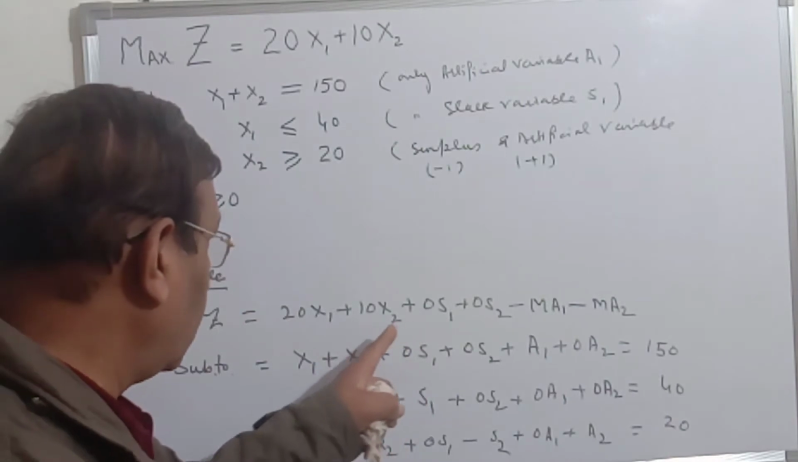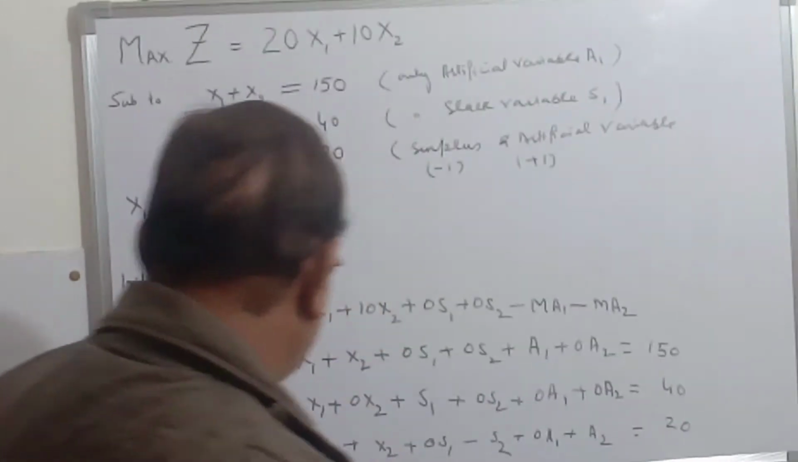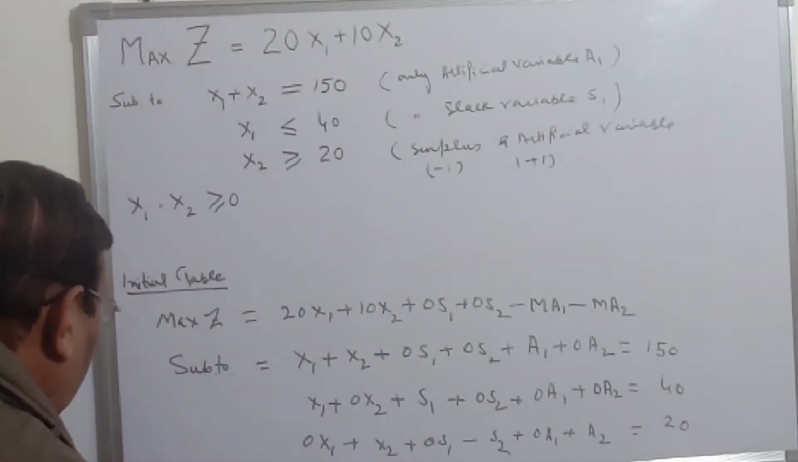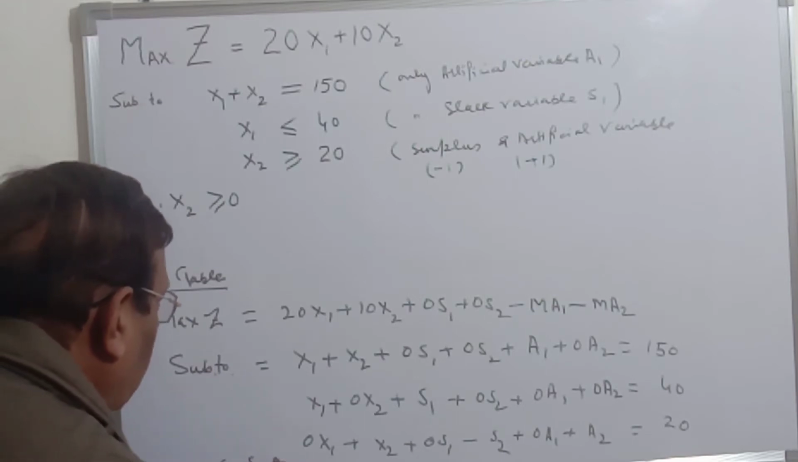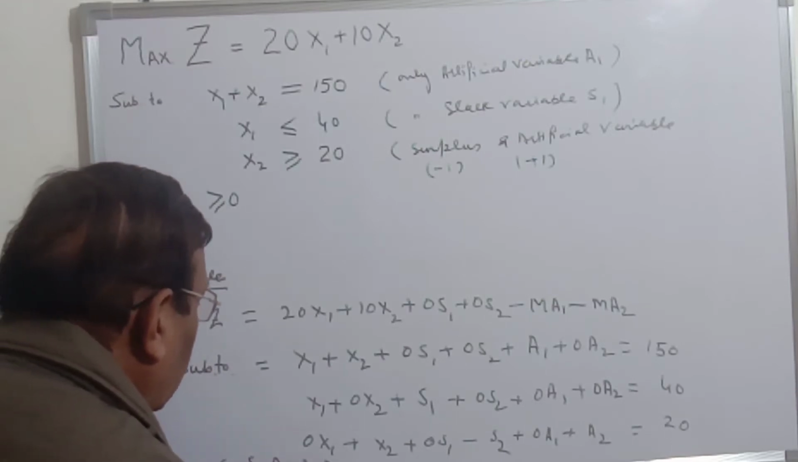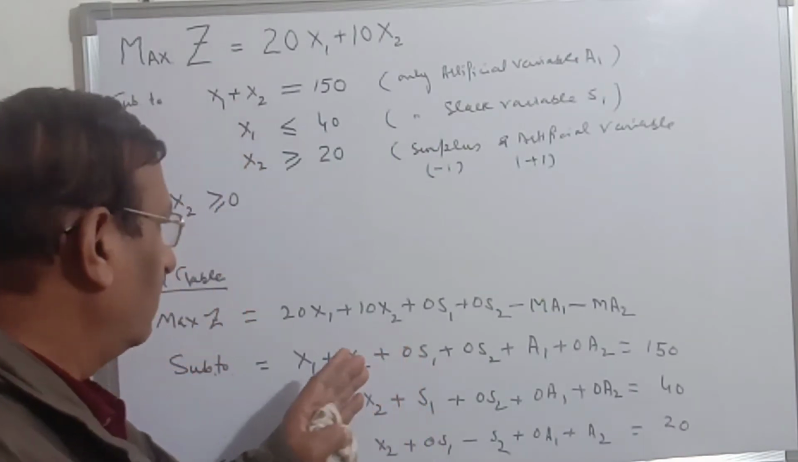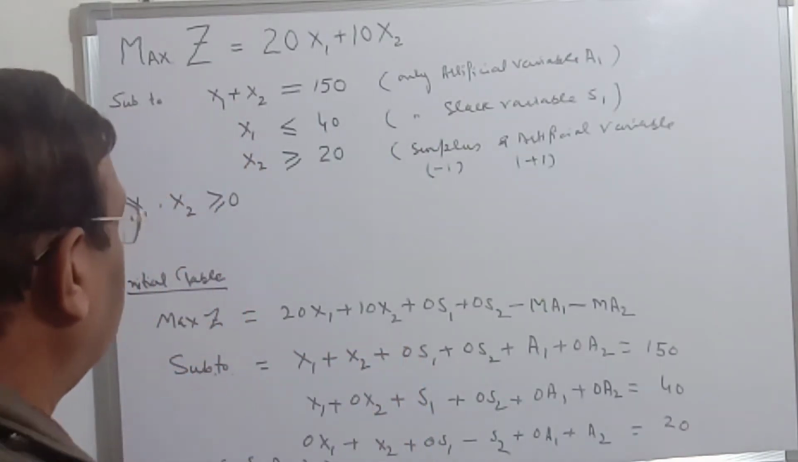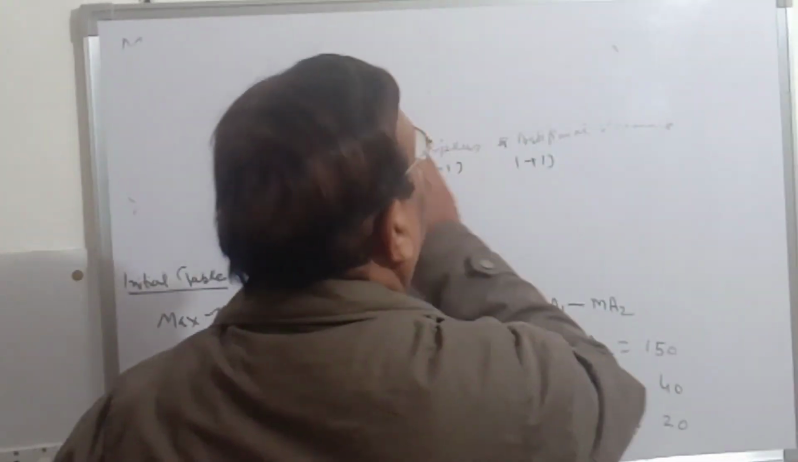This is your objective function: 0, 0, s1, s2, minus m, minus m. So for all x1, x2, s1, s2, a1, a2 greater than or equal to 0. This is your initial format, the first table. Initially it is like this. Now we will put this into the first initial simplex table.